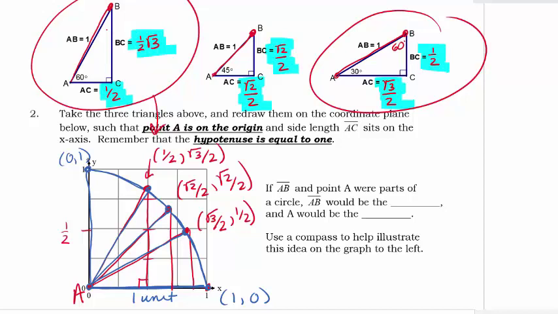Let's think about what this means. So I'm reading right here: if segment AB and point A were parts of a circle, AB, and that's this piece right here, AB would be the radius, and A would be the center of the circle. Okay, so if we think in terms of circle, we now have a radius and a center. The radius corresponds to the hypotenuse in our special right triangles. All right, and then we kind of talked about what would happen if we used a compass.